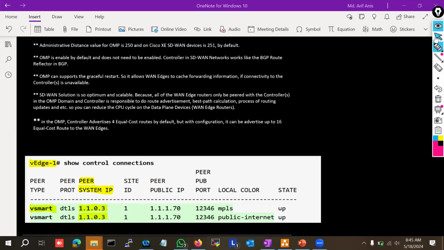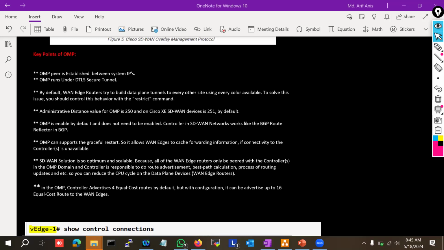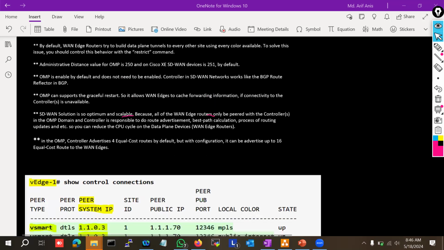Another point is the administrative distance of OMP is 250. For vEdge and Cisco SD-WAN devices, it is 251 by default, right? And another point is OMP is enabled by default and does not need to be enabled. Controllers in SD-WAN networks work like BGP route reflectors in BGP, which we have discussed earlier. It is enabled by default and you cannot disable it, so you need no configuration for this OMP routing protocol, right?